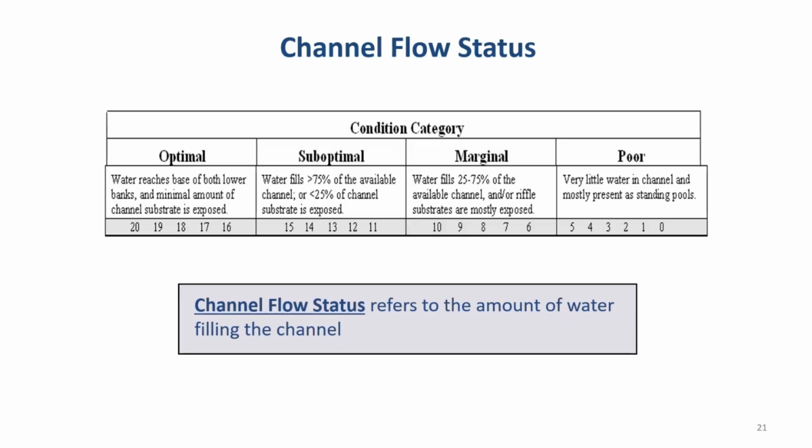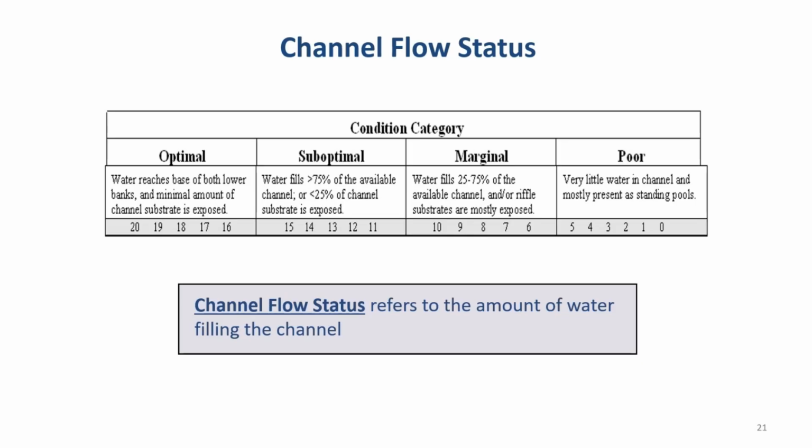The next question is called channel flow status. It refers to the amount of water filling the channel. So in an optimal situation, the water reaches the base of both of the lower banks and a minimal amount of the channel substrate is exposed. So this is a little bit similar to the previous one, where if there's a lot of gravel exposed on the sides, it's not going to be in the optimal category.